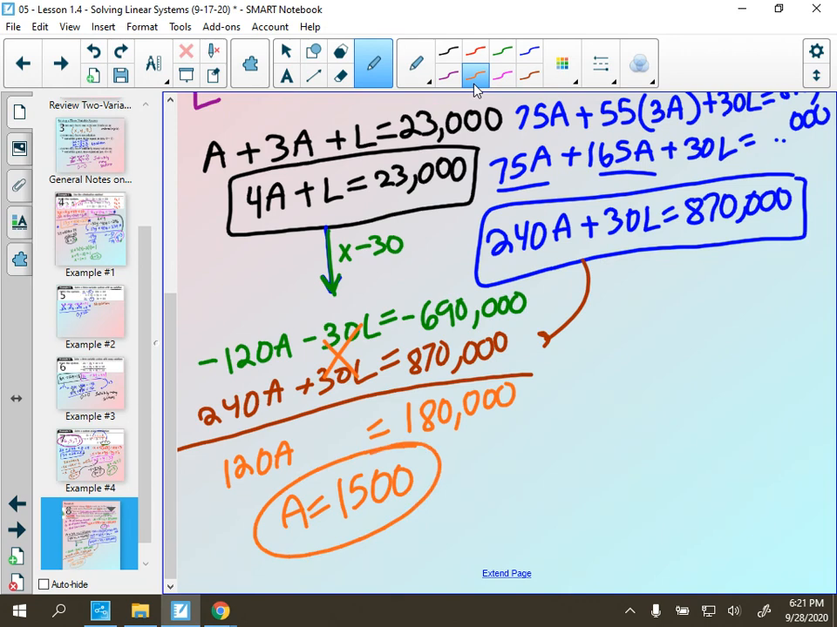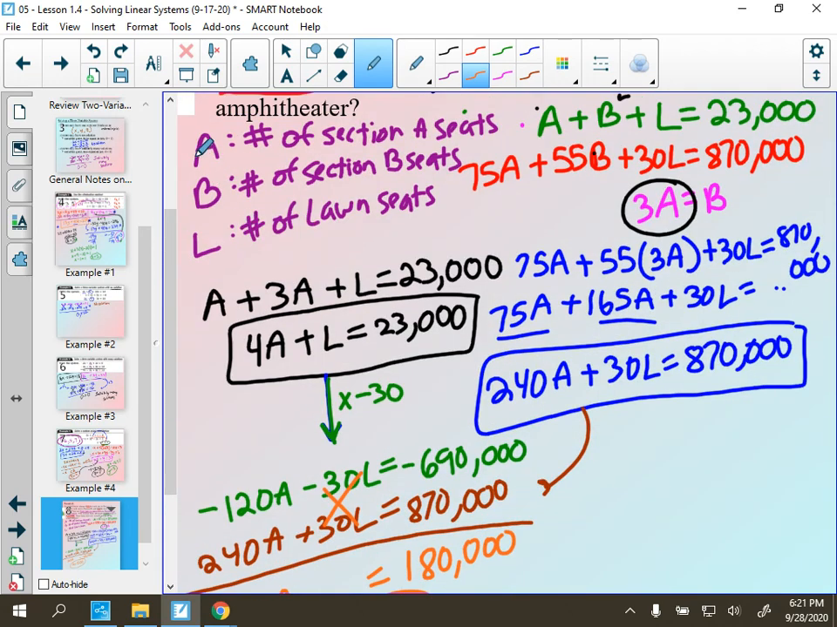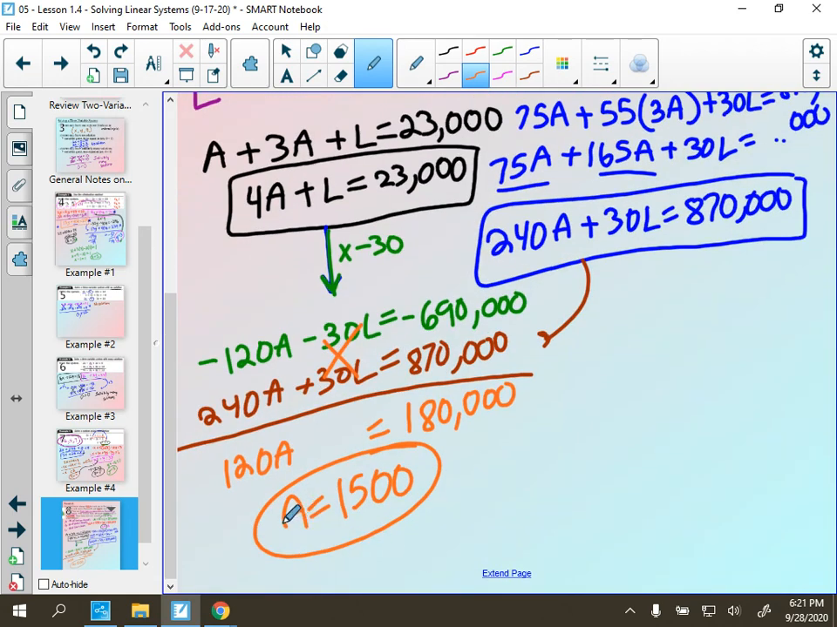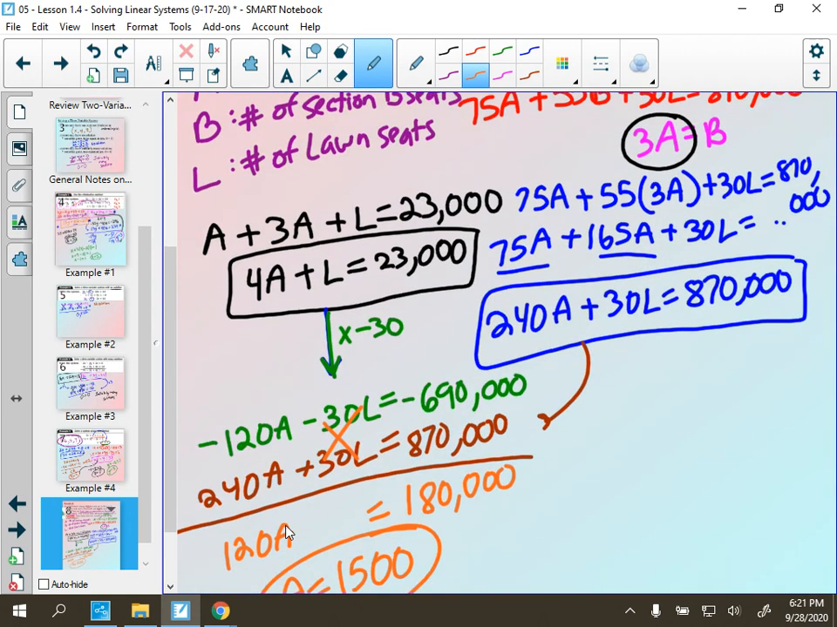Now, that's one of my answers, and that's where using the variable is nice. I do have my cheat sheet to remind me what it was, but I picked nice variables to remind myself that we just figured out that section A has 1,500 seats. I'm going to plug that in. Let's figure out the B right away.